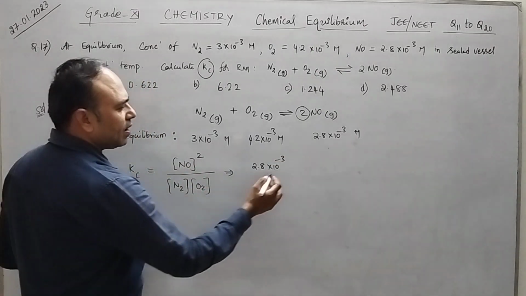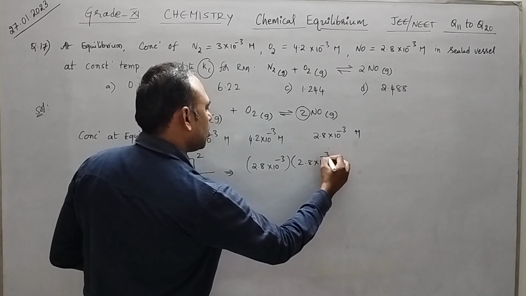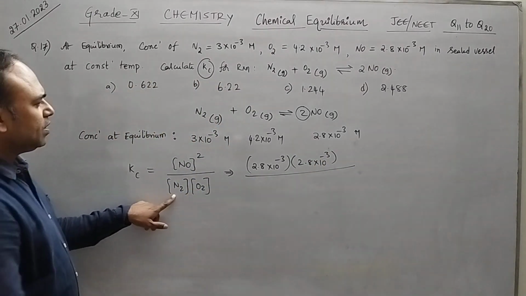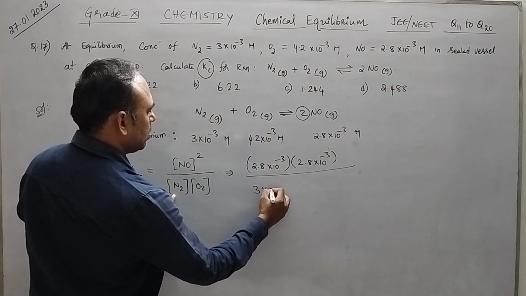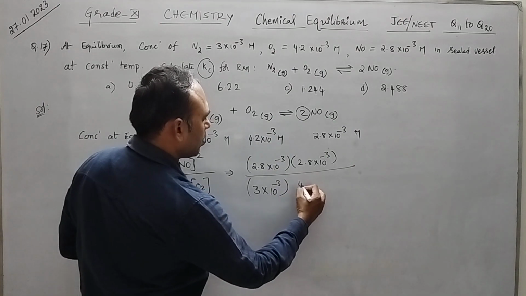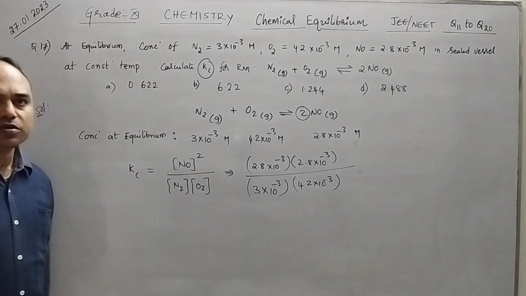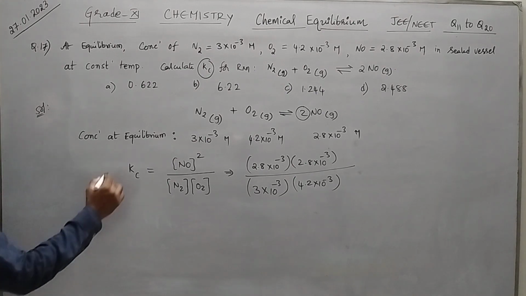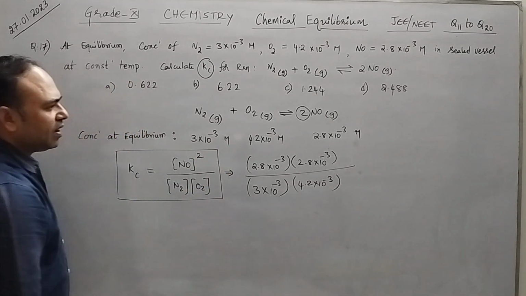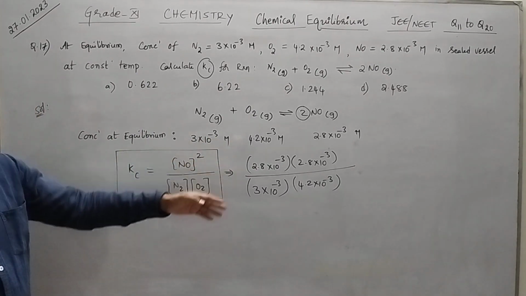So square, hence we can write it as 2.8 into 10 to the power of minus 3 again, divided by N2 is 3 into 10 power minus 3 and O2 is 4.2 into 10 to the power of minus 3. Hope you have understood this. A very simple thing. If you know the formula for equilibrium constant, they have given you the molar concentrations at equilibrium, so easily you can substitute.